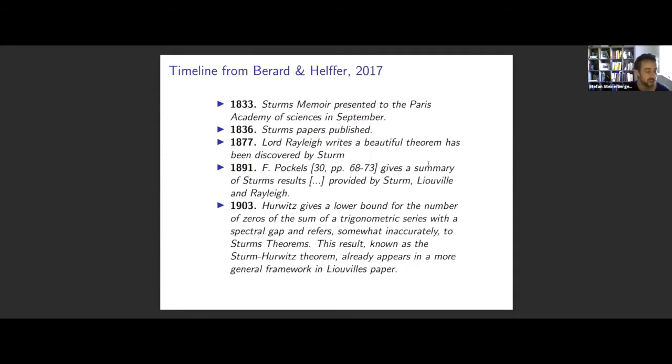They go through the original paper, they give all the proofs, and they even give a timeline. It's a really great paper. Essentially what happens is the result was announced and then published in the Journal de Liouville. Lord Rayleigh is absolutely excited. He says it's a beautiful result. He knew about it. Pockels knows about it in 1891. Hurwitz gives what's called the Sturm-Liouville result. This result is actually a special case of the Sturm-Liouville framework in a certain sense, and he's referring to it.